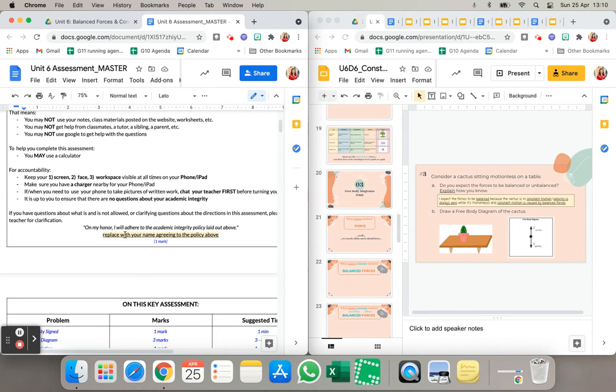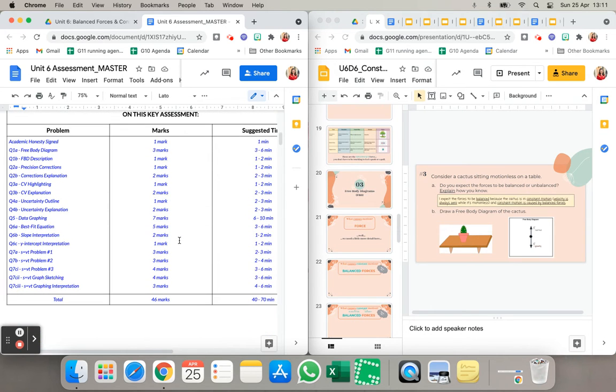The first mark was right here, replacing your name, agreeing to the honor policy. We did tell you during the test directions that this was now a mark on the test, so thank you. The vast majority of you did that. If you lost this mark, please pay attention to that next time.